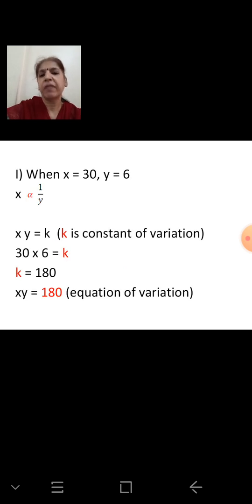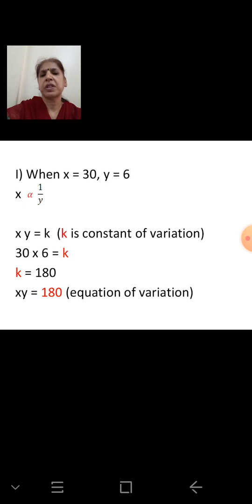Okay, first pair of values. When x is 30, y is 6. First write using the symbol of variation. x, symbol of variation, that is alpha, inversely, so we say 1 upon y. And we know the equation of variation is xy is equal to k. In inverse variation, the equation is xy is equal to k. And what is k? k is the constant of variation.